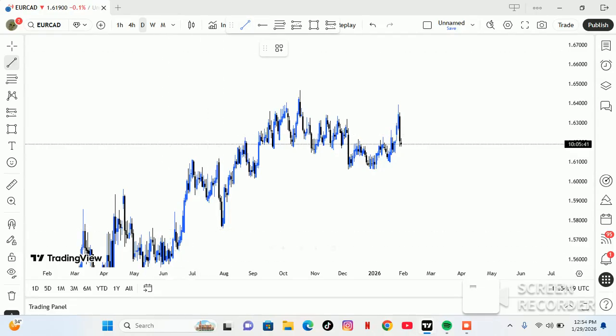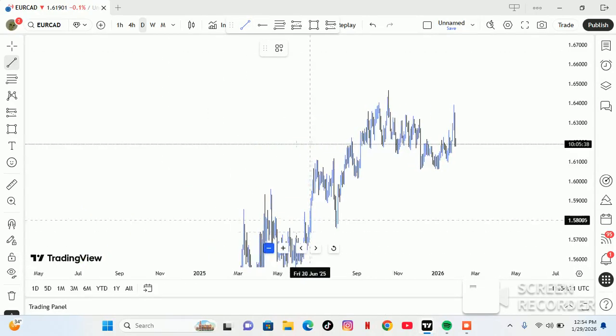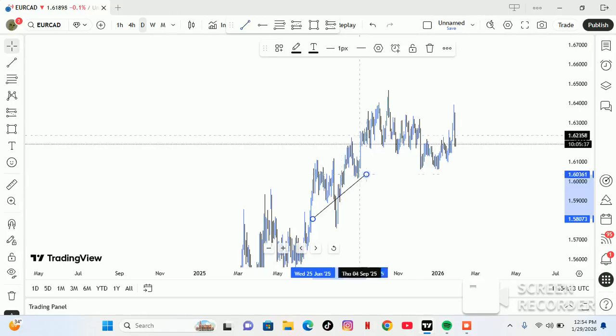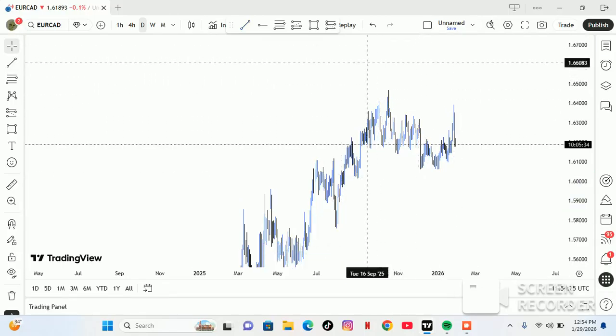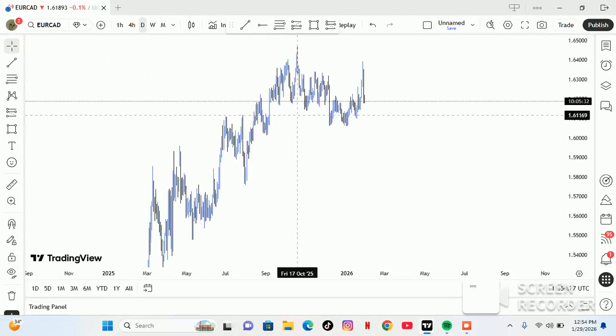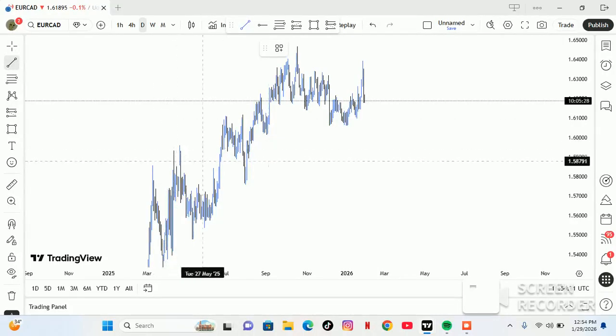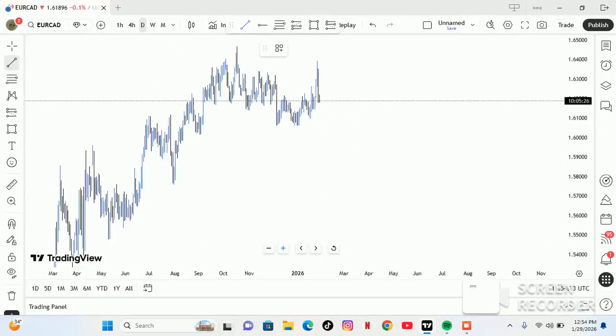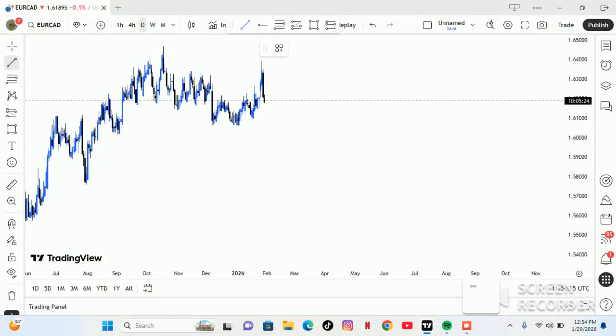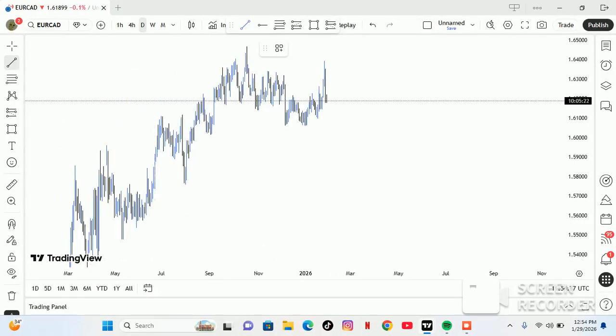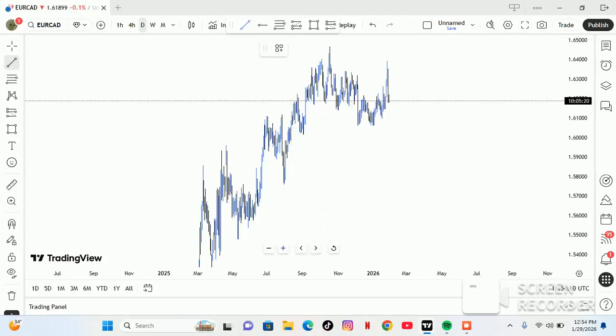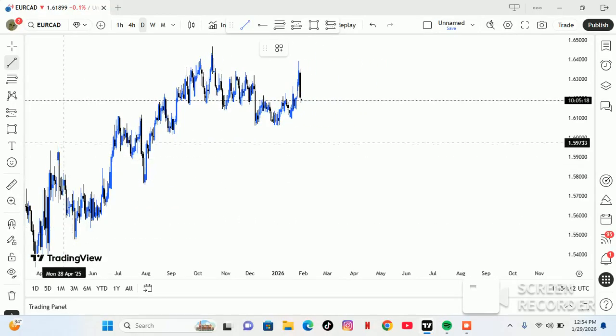As we all can see, we are buying. We have been buying. So mistake, sorry guys. We want to mark something here. We want to see what the market has been doing.